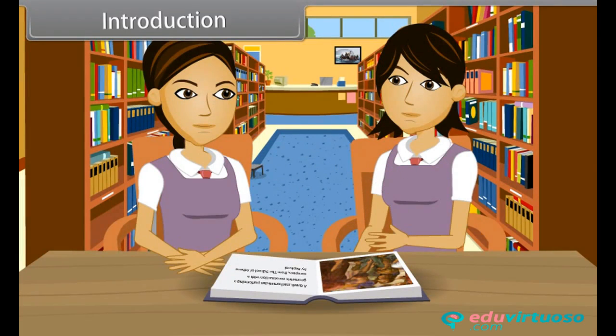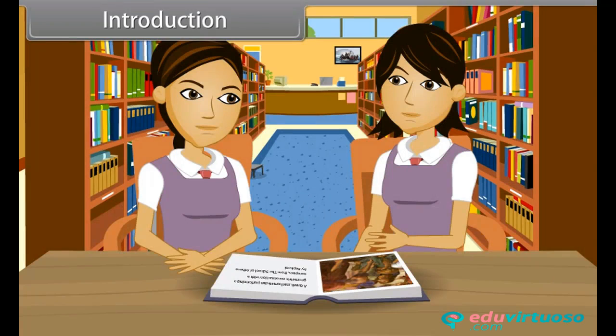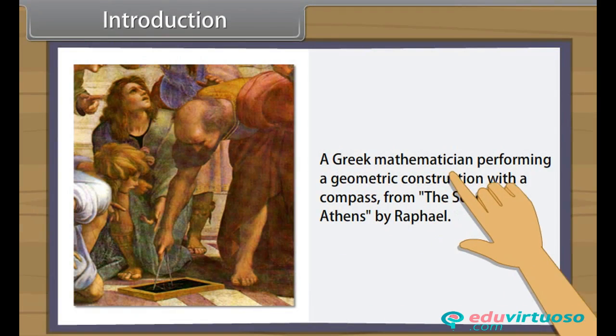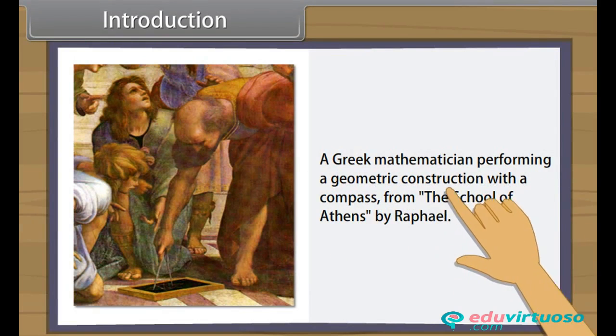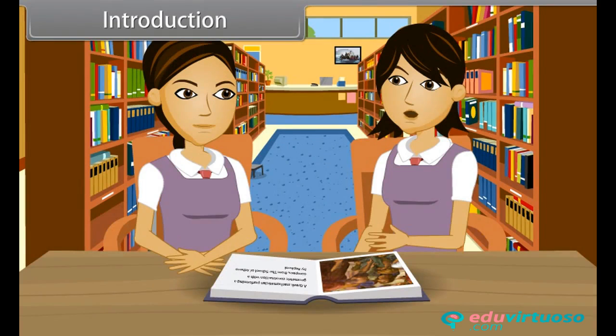Introduction. Hey, look at this picture. A Greek mathematician performing a geometric construction with a compass, from The School of Athens by Raphael. Do you know how geometry originates? It appears to have originated from the need for measuring land. You know, today our teacher is going to teach us a different form of geometry.